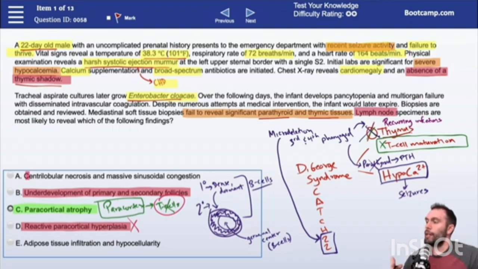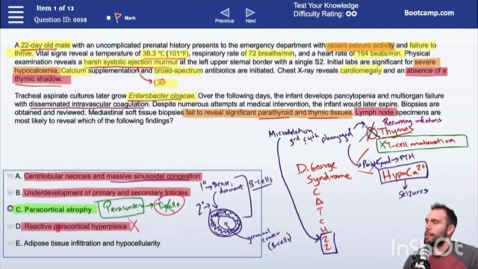The other options on here, we have central lobular necrosis and massive sinusoidal congestion. This is really just a distractor. This is more of something you might see in the liver. Now, it's possible you could make an argument that you might see sinusoidal congestion, you might see increased clotting factors, right? Because this biopsy happened after this child had DIC, potentially as a cause of death. But this isn't something that we would classically see in the lymph node, at least.